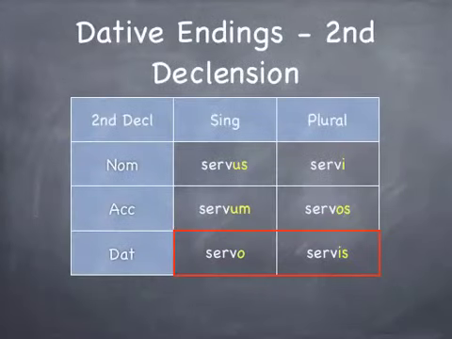Second declension nouns are ones that normally end in us, like servus, dominus, filius, Quintus. Here are the endings: servus, servum, servo, servi, servos, servis. So servo means to the slave or for the slave. Servis, to the slaves or for the slaves.